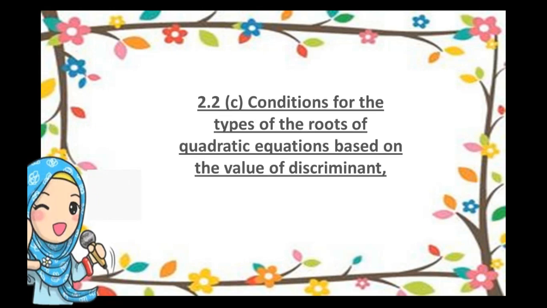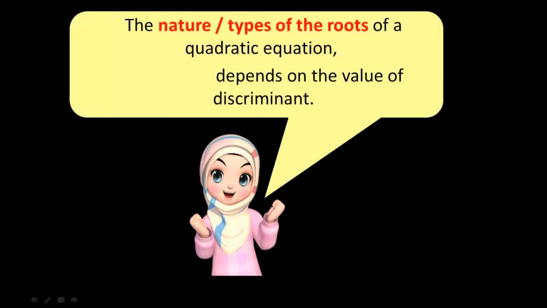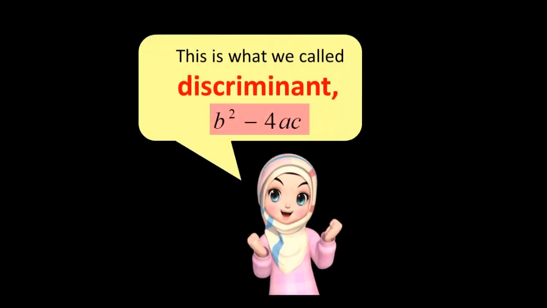Now, we will proceed to subtopic 2.2c, condition for the types of the root of quadratic equation based on the value of discriminant b squared minus 4ac. The nature, or in other words, types of the roots of quadratic equation ax squared plus bx plus c equal to 0 depends on the value of discriminant. This is what we call discriminant, which is b squared minus 4ac.